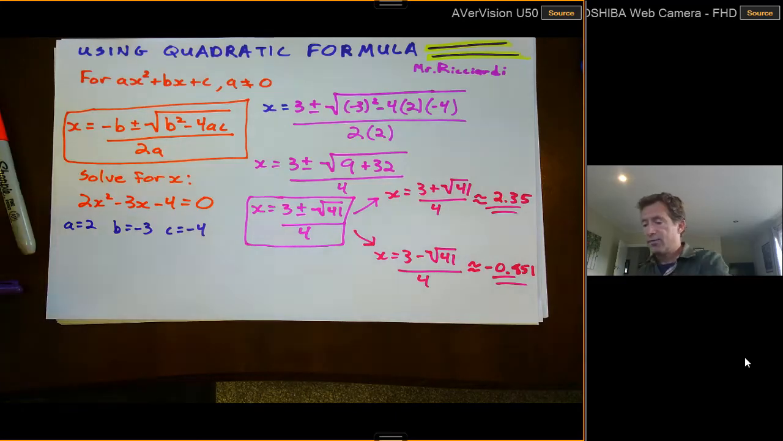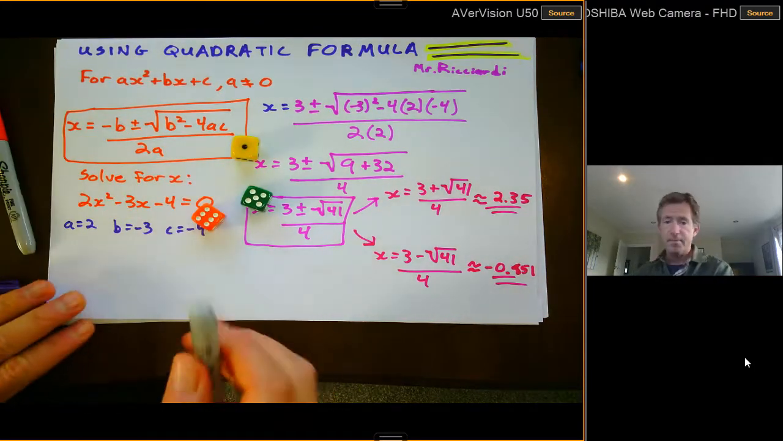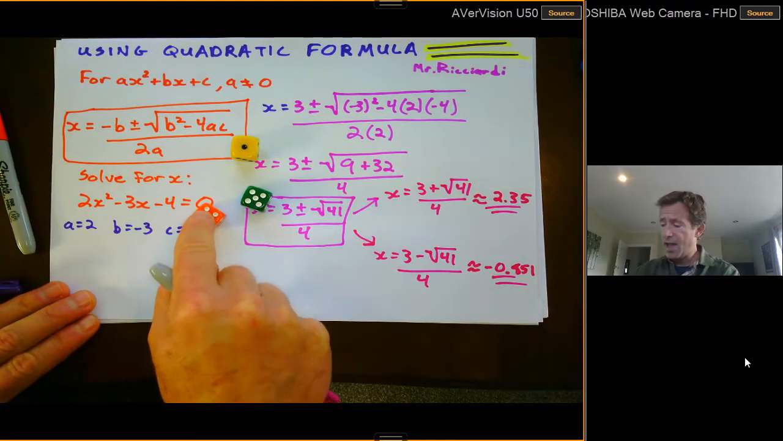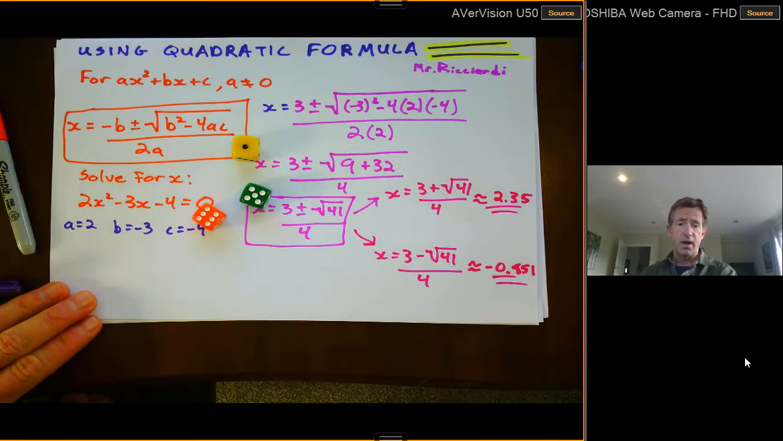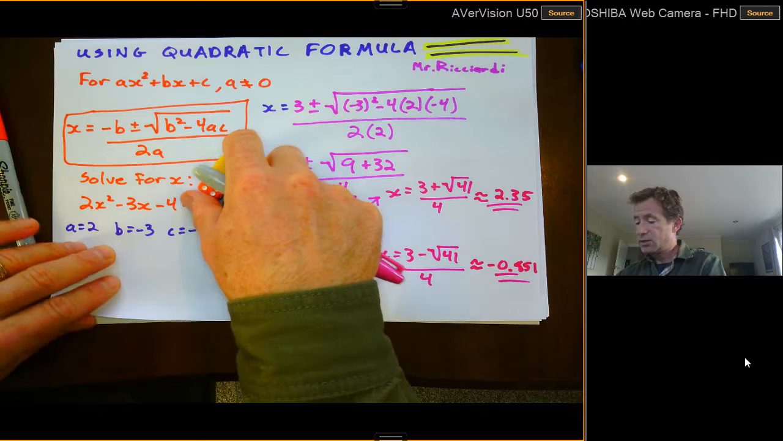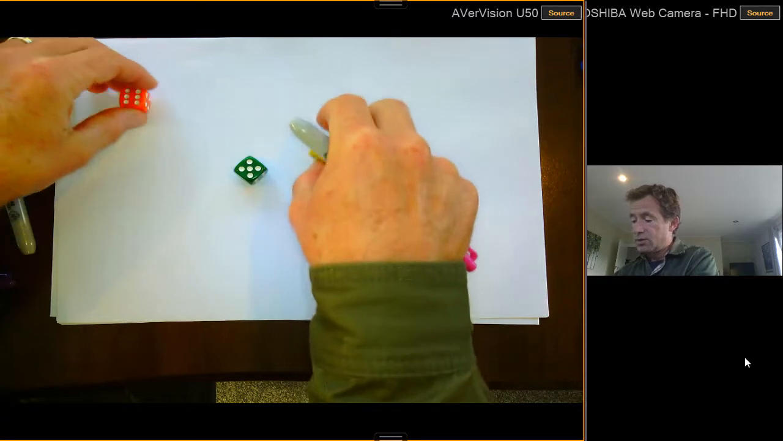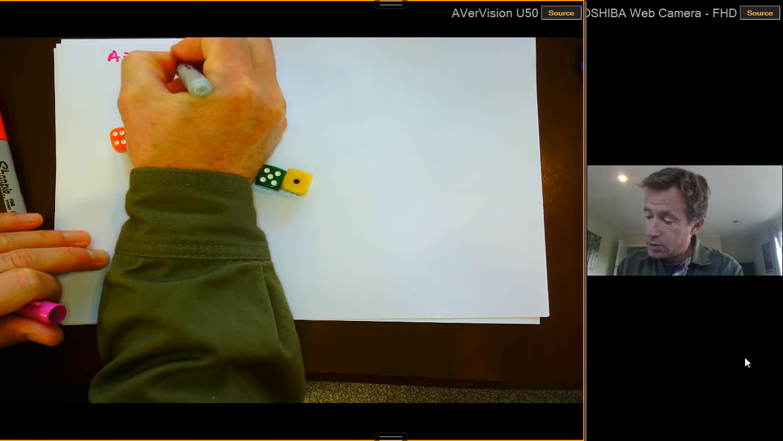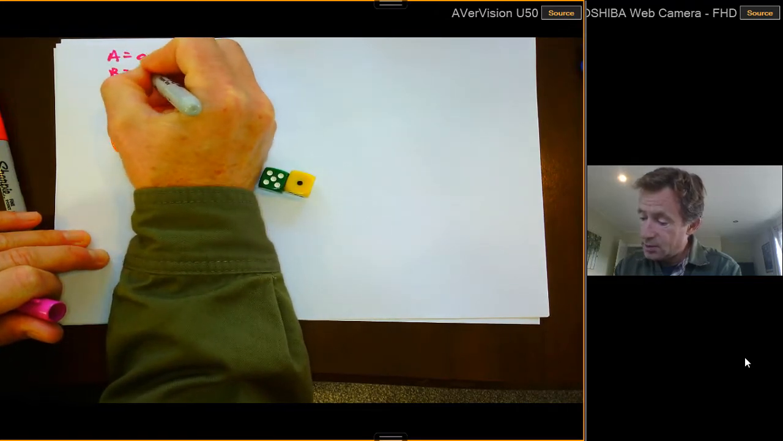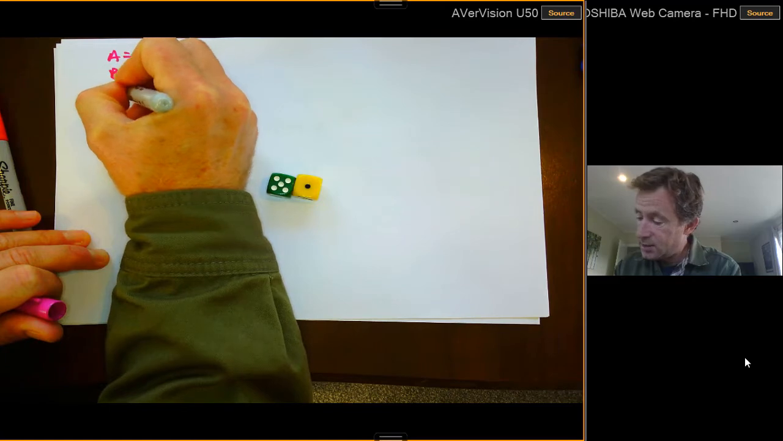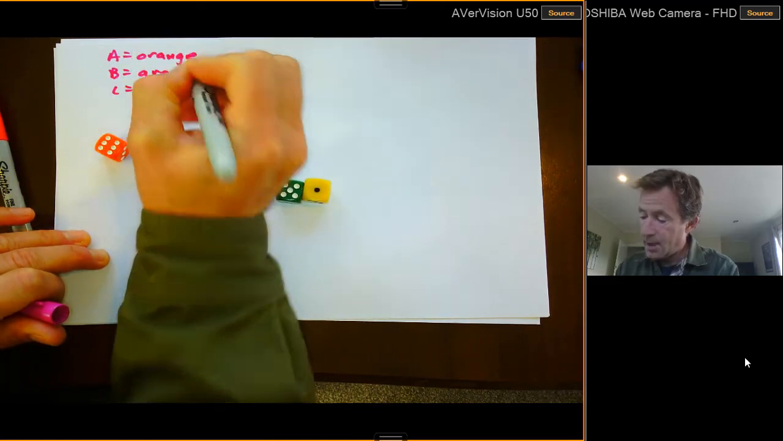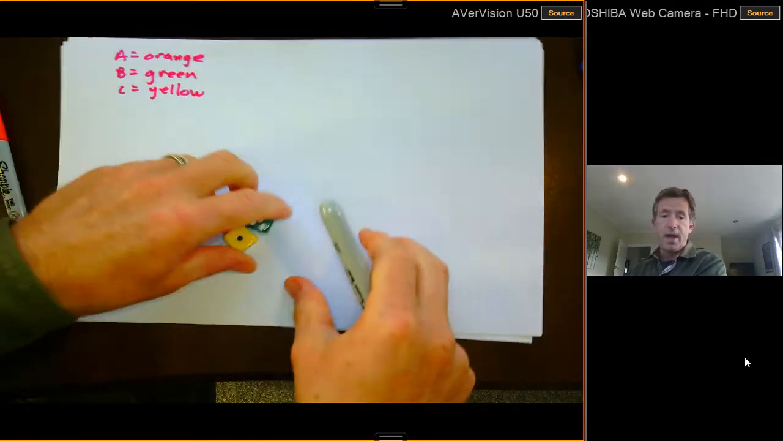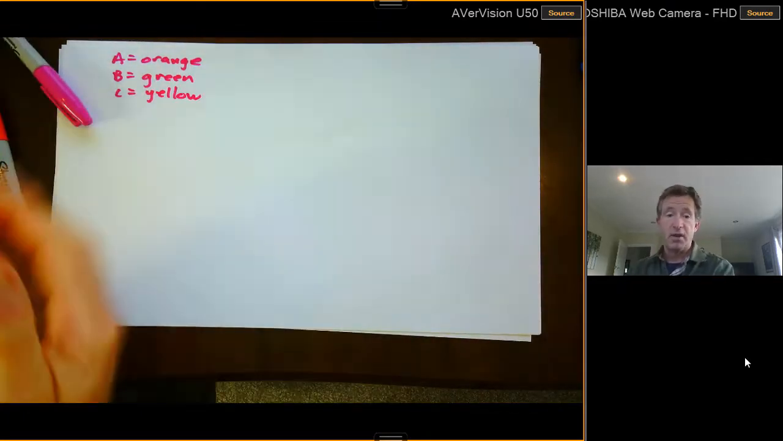I thought to give one more example, I thought about rolling some dice, and having these be A, B, and C, and seeing if I get a real solution or not. So let's try that. Let's say A is orange, B is green, and C is yellow. And if it falls off the paper, then it's negative.